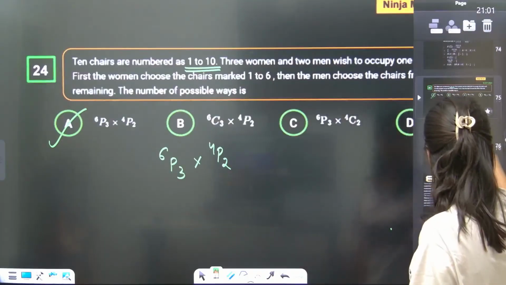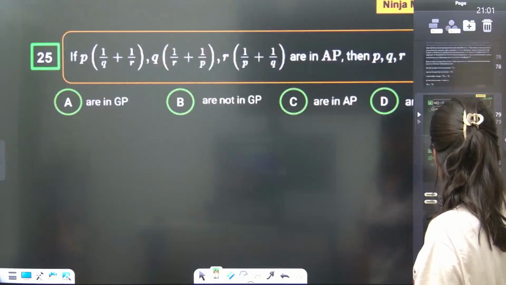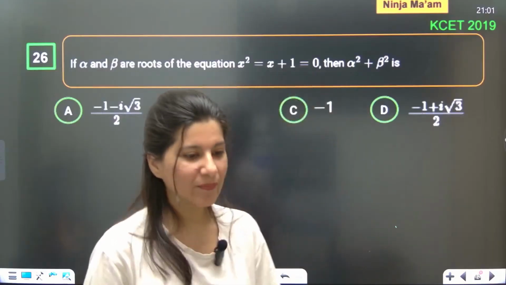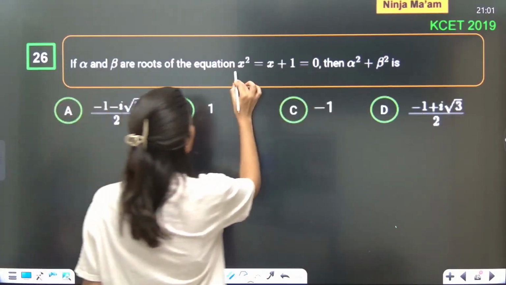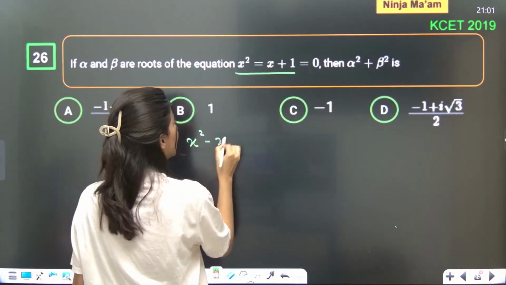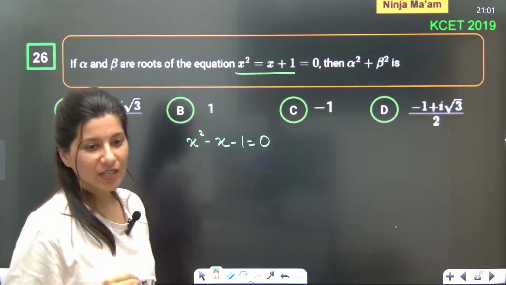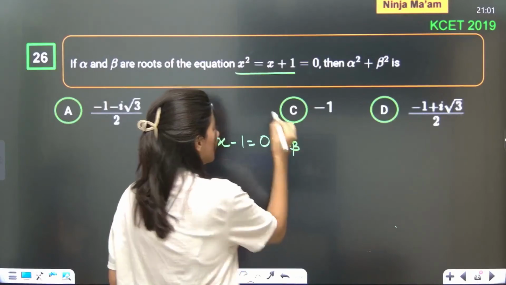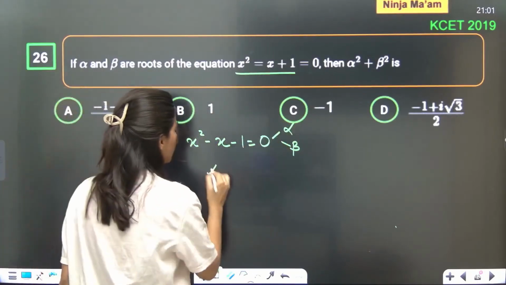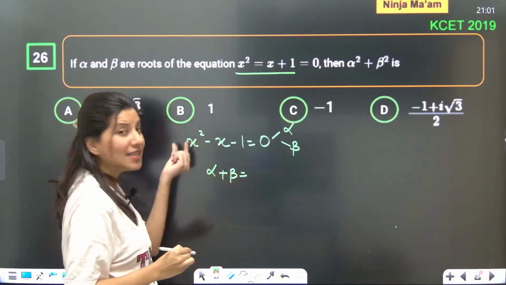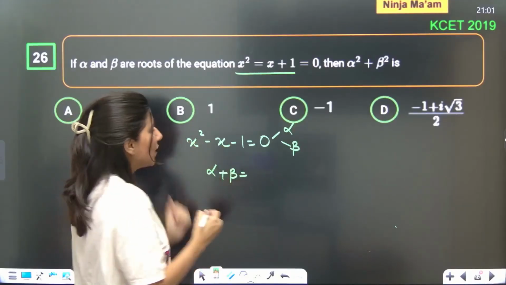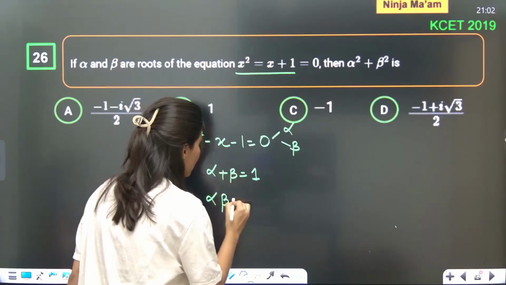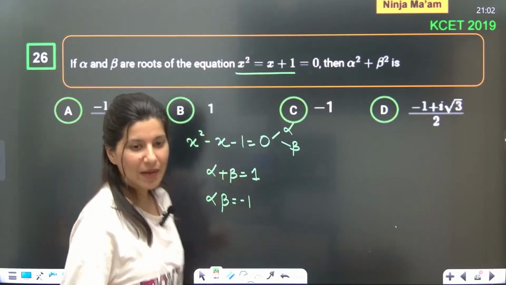All right. Next question. Yes. The next question on your screen is from the world of quadratic equations. Alpha and beta are roots of this equation, x square minus x minus 1 is equal to 0. So Kaustubh, if alpha and beta are roots of this equation, tell me what is the sum of roots? Alpha plus beta is nothing but minus b by a. So minus of minus 1 by 1, that is 1. Alpha plus beta is 1 and alpha beta is nothing but c by a, that is going to be minus 1.